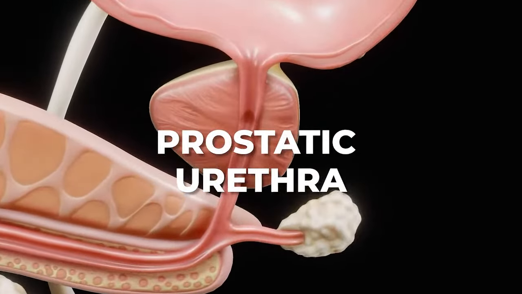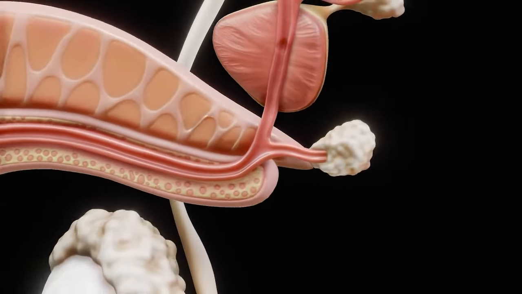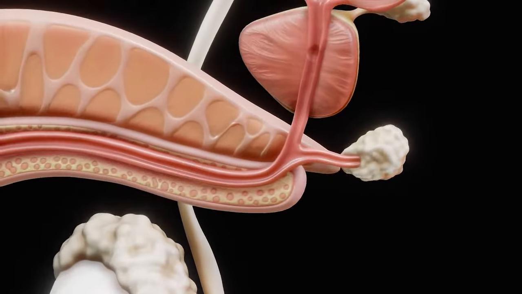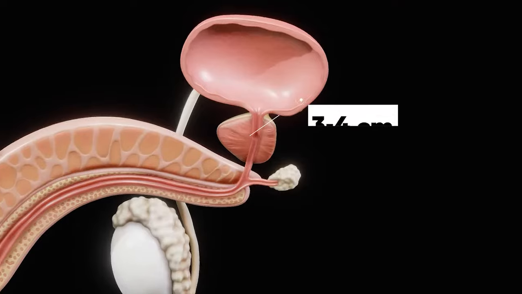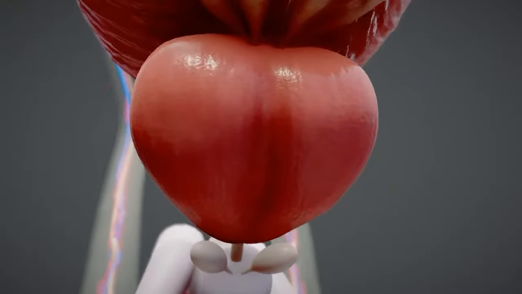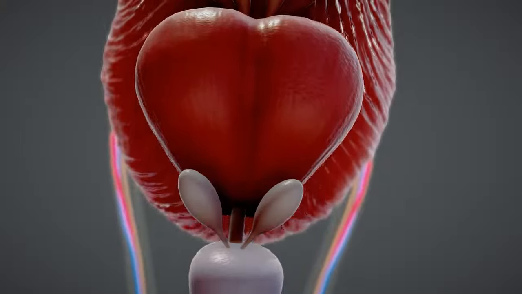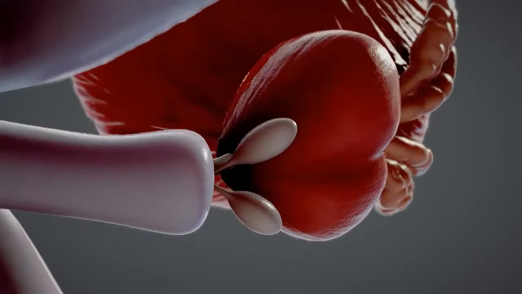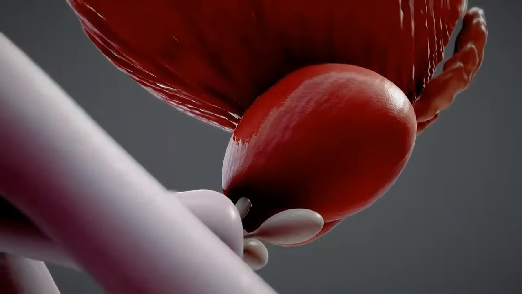Prostatic urethra. The prostatic urethra is the portion of the urethra that passes through the prostate gland, and it is about 3 to 4 centimeters in length. It begins at the bladder neck and extends to the membranous urethra. This section serves as a conduit for both urine and semen.